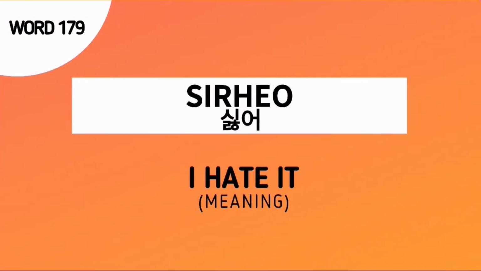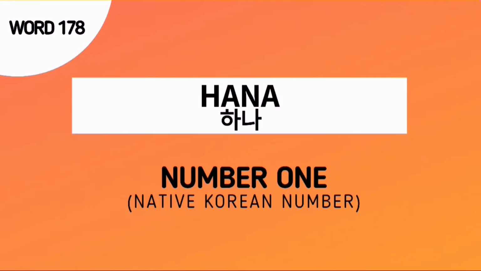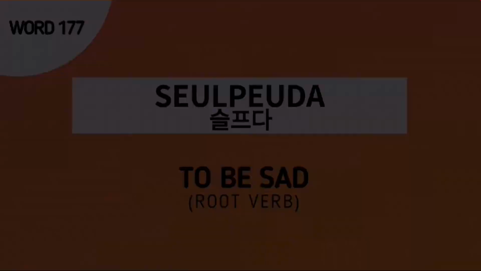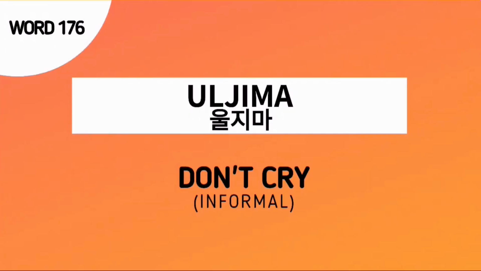Word number 179 is 싫어, which means I hate it. Word number 178 is hana, which pertains to number 1 of the native Korean numbers. Word number 177 is 슬프다. This is a verb which means to be sad. Word number 176 is 울지마. This is an informal way of saying don't cry.